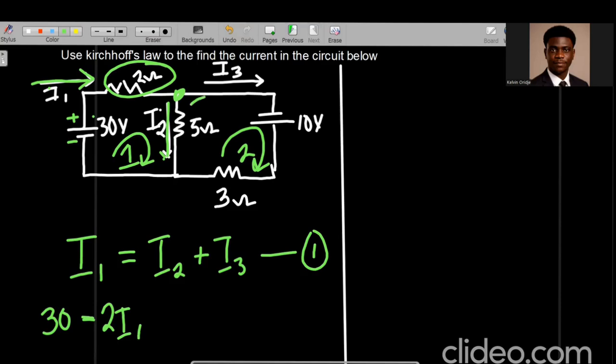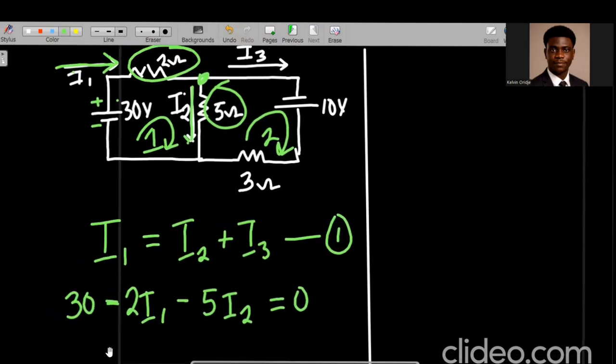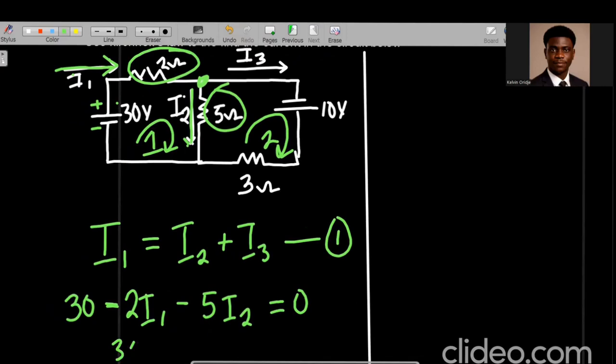5 ohm resistor, which is this. The loop direction is also in the same direction as the current, and that is going to be negative 5I2. And that is all under that loop. So this is going to be equal to 0. Or we can say that 30 is equal to 2I1 plus 5I2. All right, we'll call this equation 2.